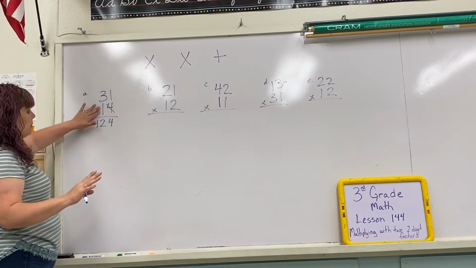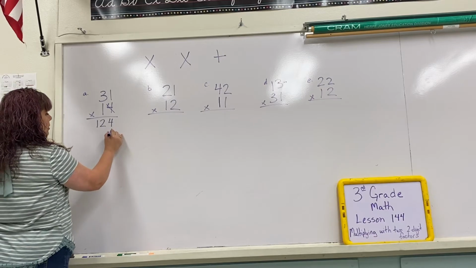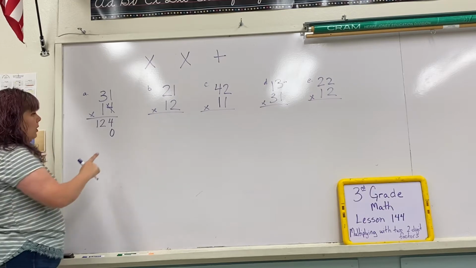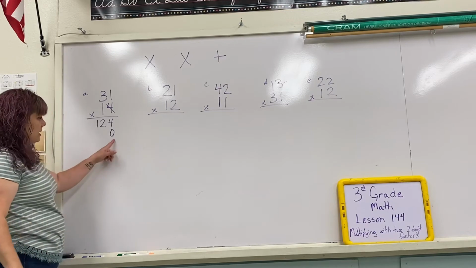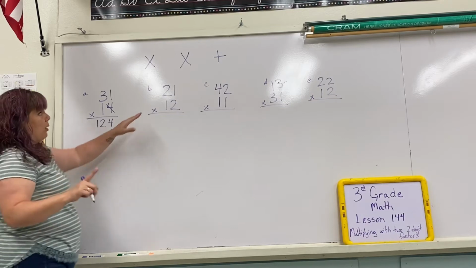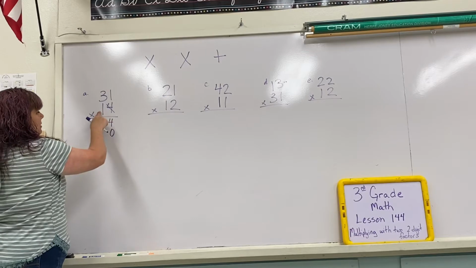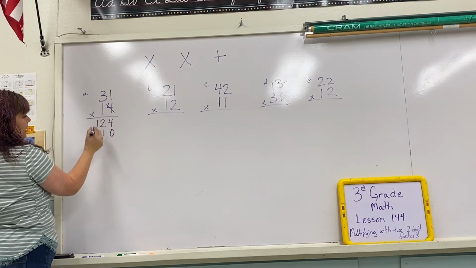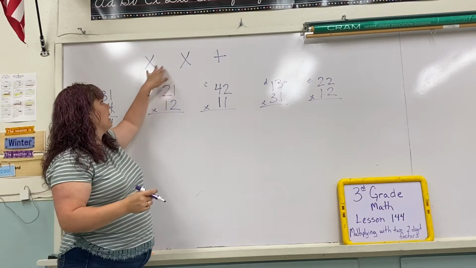Okay? Now we're going to multiply by the tens. But the trick is we need to put a 0 down here in our ones because we're not multiplying any ones this time. We're only multiplying in the tens column. So we put a 0 down here because we're not multiplying any ones. We have 0 ones this time. Now we're on to our second step. We're going to multiply the tens. We have 1 times 1 is 1, and then 3 times 1 is 3.